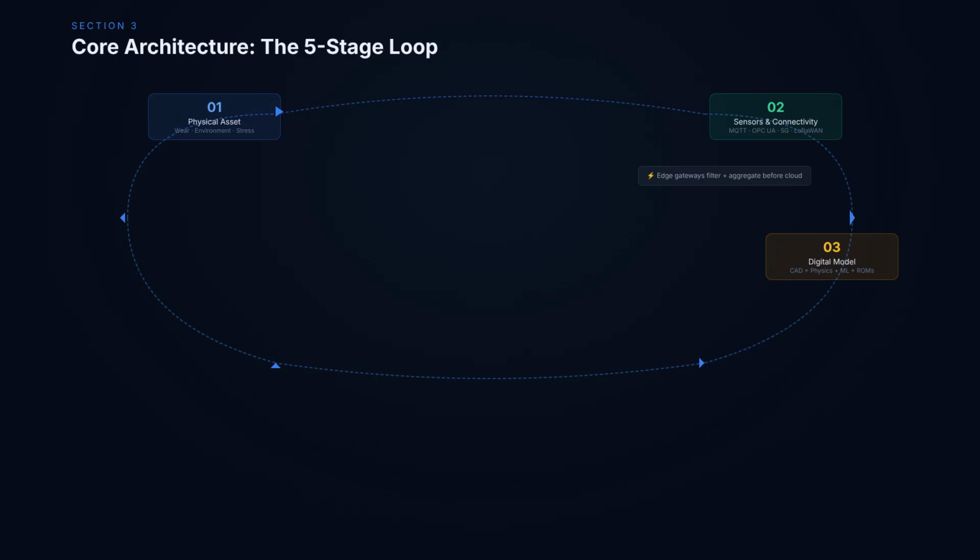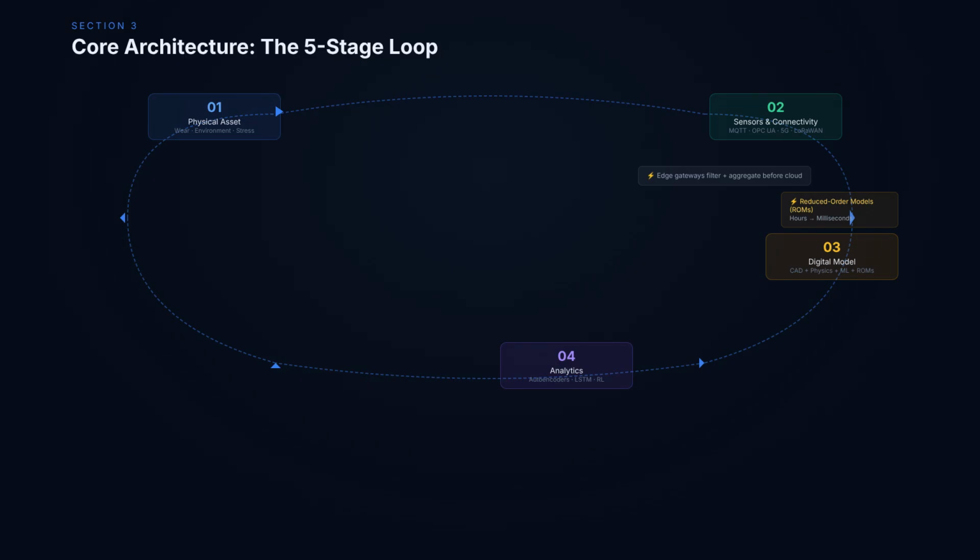But fidelity is a trap. Running a high-fidelity finite element mesh takes hours. Real-time twins need milliseconds. That's why you use reduced-order models. ROMs. They strip the math down to the essentials while preserving the core behavior.